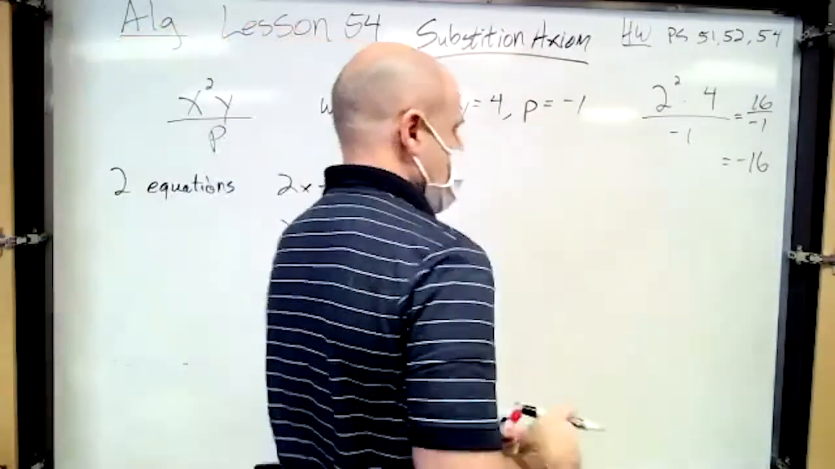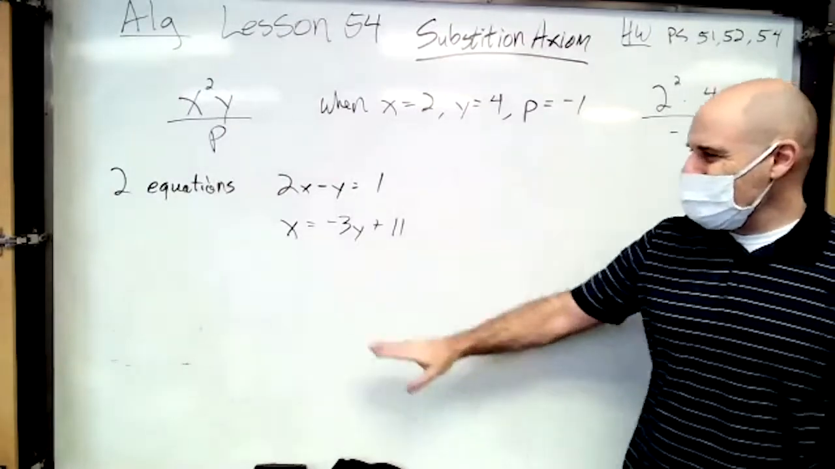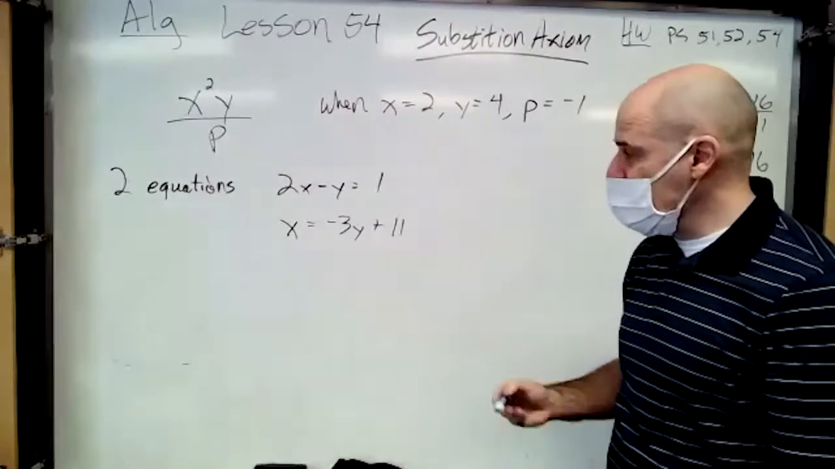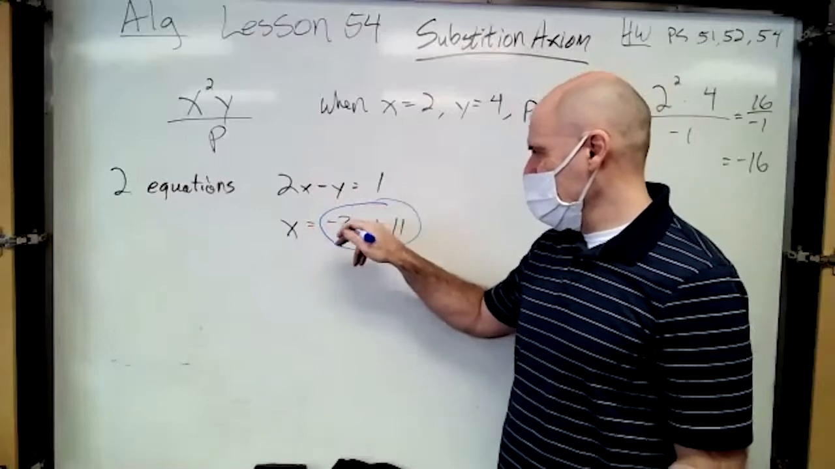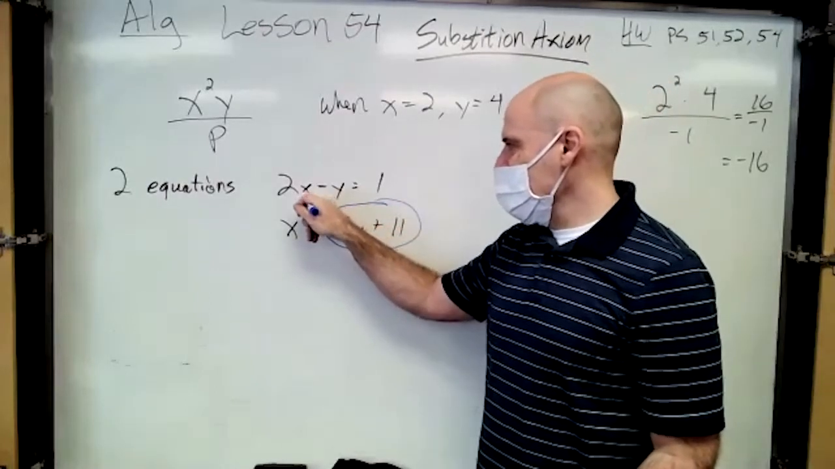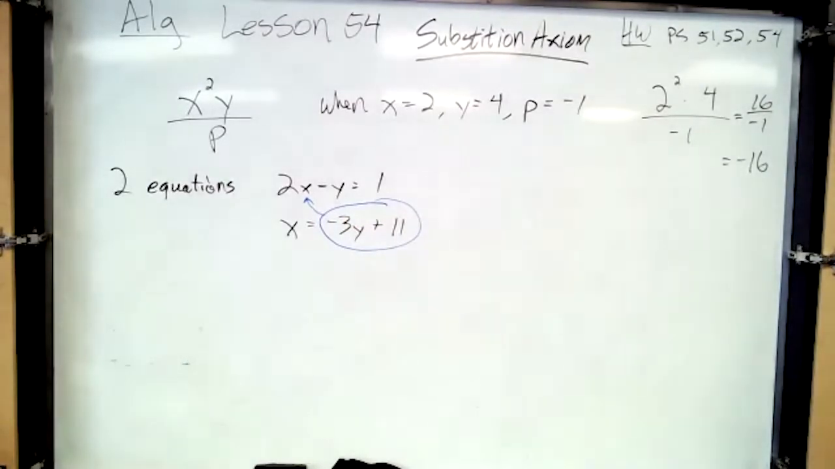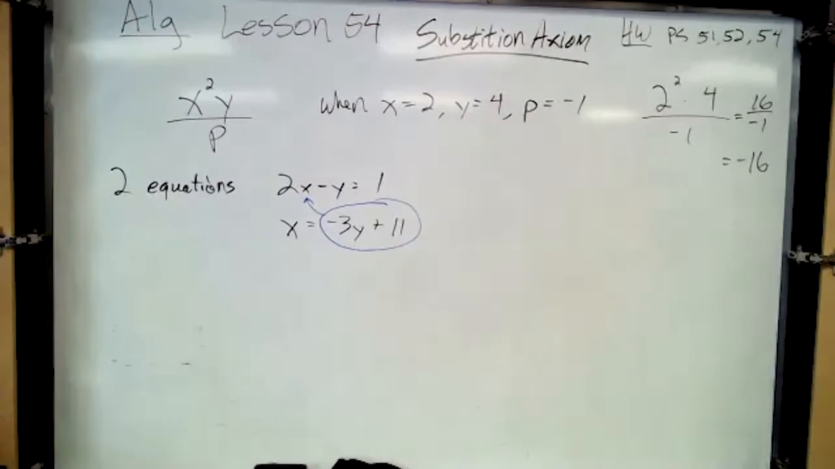Okay. Now, do we have anything that looks like this? X equals 2, y equals 4, p equals -1? No, but we do have x equals something. Okay? So according to the substitution axiom, we can plug this guy in to right there. So this is kind of the same thing we did, but on steroids.